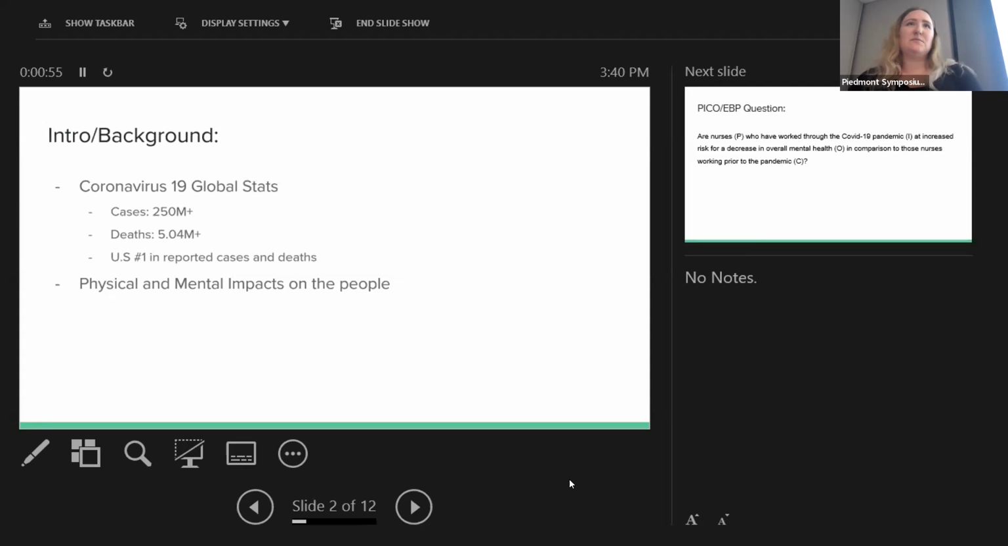COVID-19 is currently responsible for over 250 million global cases and over 5.04 million global deaths. And the US is actually ranked number one in the most reported cases and deaths globally. Of course, COVID-19 has brought about physical manifestations, ranging from being asymptomatic and contagious to a dry cough, all the way to COVID-induced pneumonia and even death. But for this project, I really wanted to focus my research on the mental impacts the COVID-19 pandemic has had on people, specifically on nurses working throughout the pandemic.